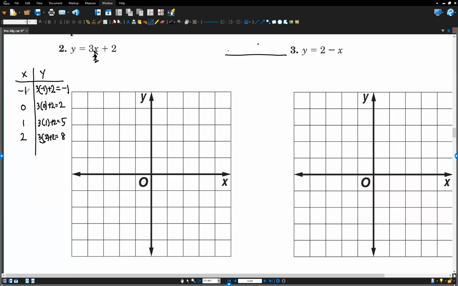Now we have the first point: negative 1, negative 1. The other points: when x equals 0, y is 2. When x equals 1, y is 5. When x equals 2, y is 8. We have 4 points. Where is negative 1, negative 1? Down here. Where is the y-intercept? When x equals 0, y is 2. This point is the y-intercept. The next one, when x is 1, y is 5, which is over here.